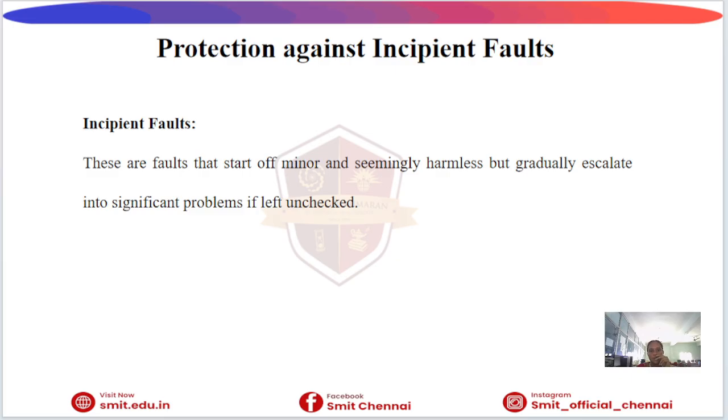Then, protection against incipient faults. Incipient faults are small faults that grow slowly. They are difficult to detect in early stages. So special protection like the Buchholz relay is used to avoid maloperations. Early detection helps prevent major failures.